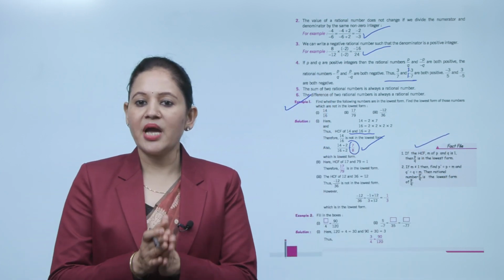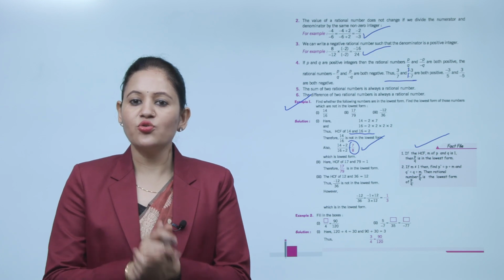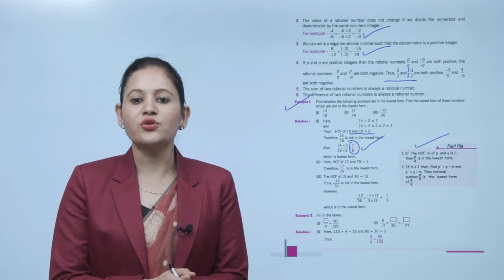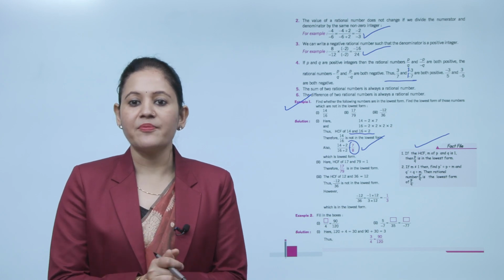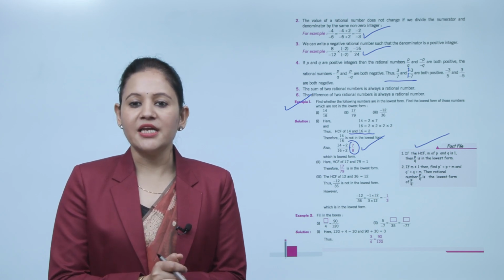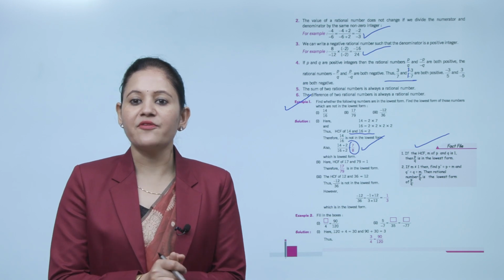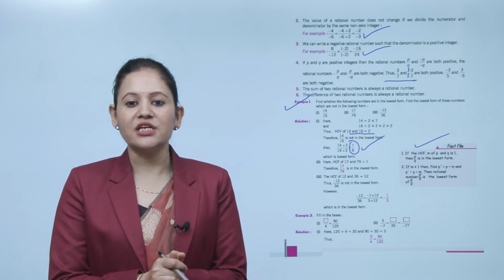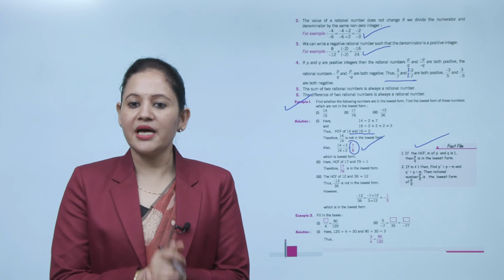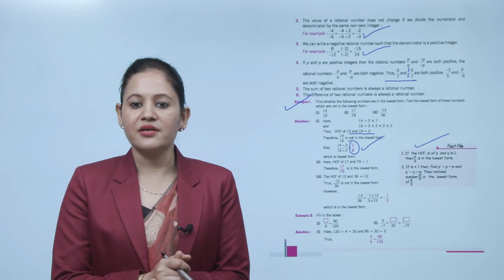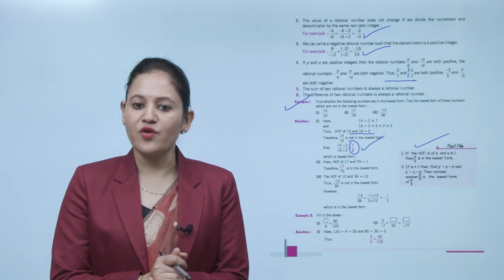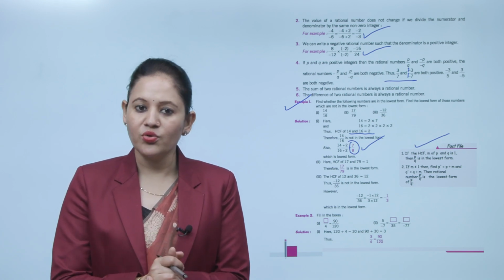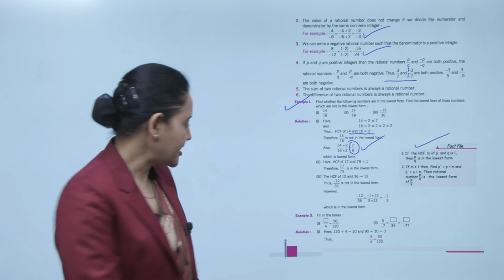If the HCF of M of P and Q is 1, then P upon Q is in the lowest form. If M is not equal to 1, then find P dash equals P divided by M and Q dash equals Q divided by M. Then the rational number P dash upon Q dash is the lowest form of P upon Q. Clear? Let's take an example.